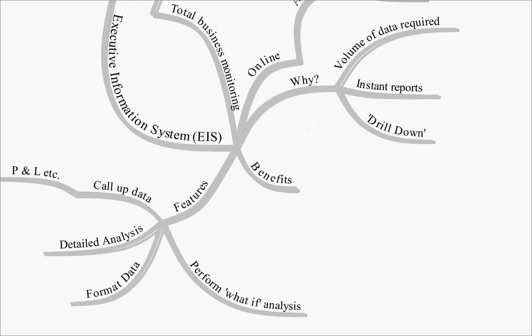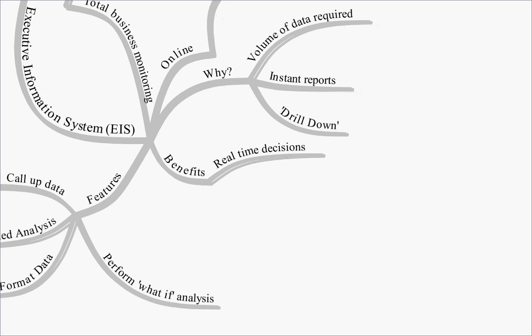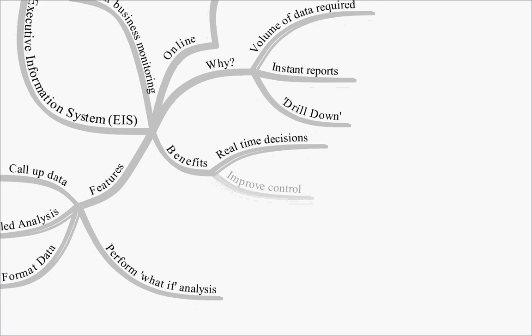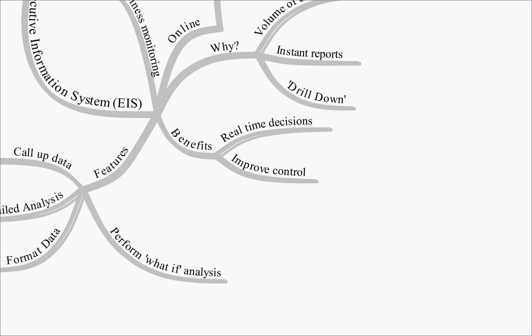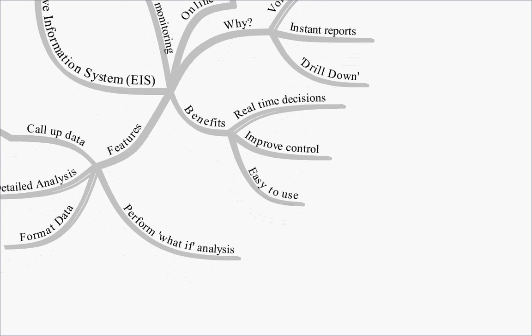Okay, the benefits then of having an executive information system. Well, it provides you with real-time decisions. There's no waiting for reports to come in at the end of the month and that sort of thing. You can make decisions instantly. It improves control because basically you're aware of all the data, so you're able to make better decisions. And it's easy to use. You're not having to filter through loads and loads of pointless data. It can be quick and easy to use.